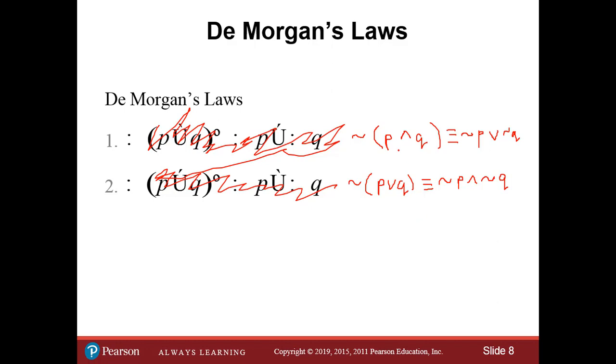In other words, if we want the negation of P and Q, we can write it this way, or we can write it as not P or not Q. If we want the negation of P or Q, then it's going to be not P and not Q. Okay, so that's where DeMorgan's laws come in.